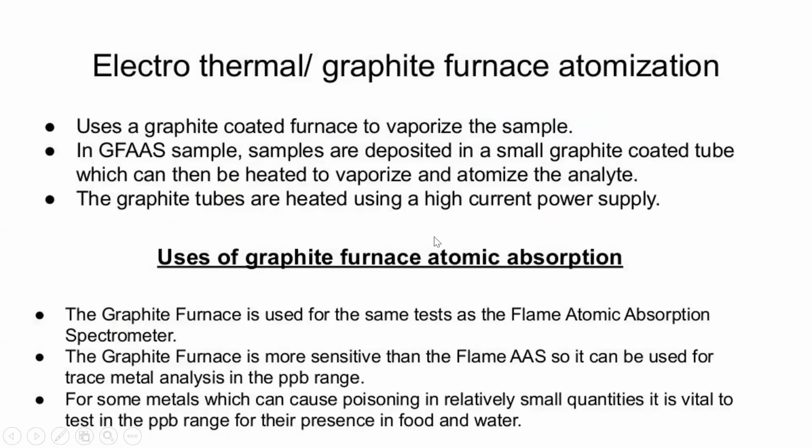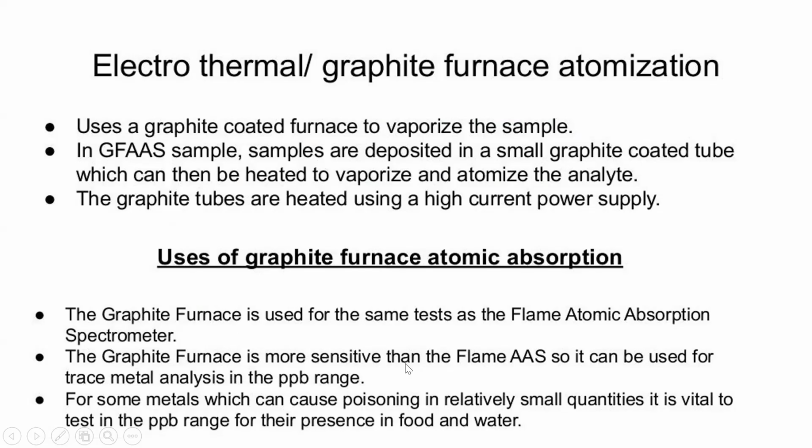Second atomizer is electrothermal or graphite furnace atomizer. This graphite furnace is used to vaporize the sample. So here the sample is deposited in the small graphite coated tube, which can be heated to vaporize and atomize the analyte.